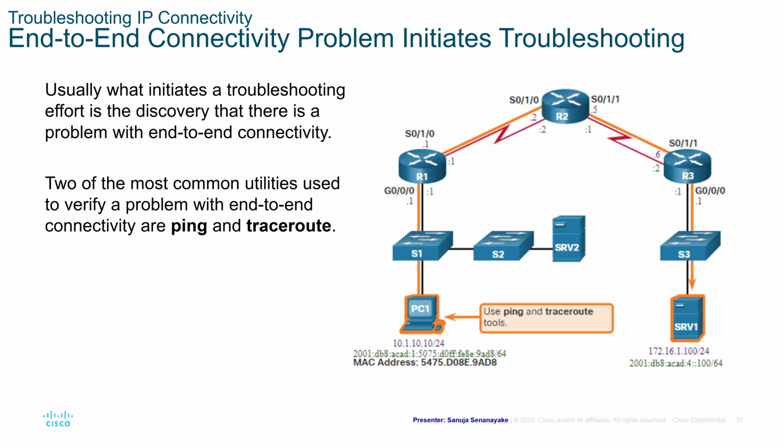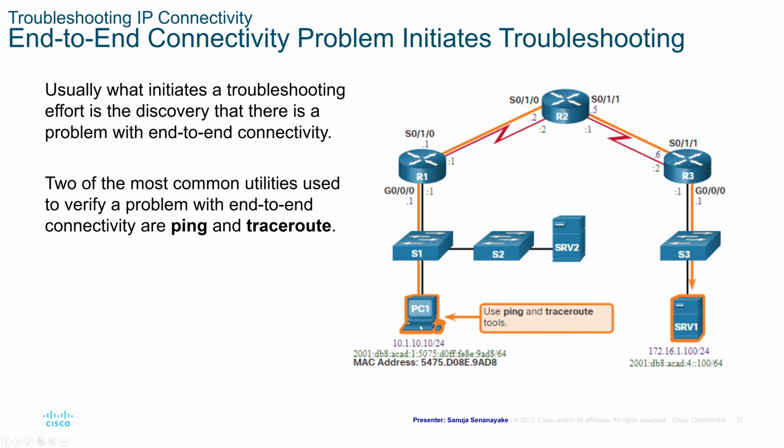End-to-end connectivity problems initiate troubleshooting. Usually what initiates a troubleshooting effort is the discovery that there is a problem with end-to-end connectivity. Two of the most common utilities used to verify a problem with end-to-end connectivity are ping and traceroute. I have mentioned ping and traceroute multiple times, even in my previous lectures as well as previous slides. That is the easiest way to actually test your end-to-end connectivity.